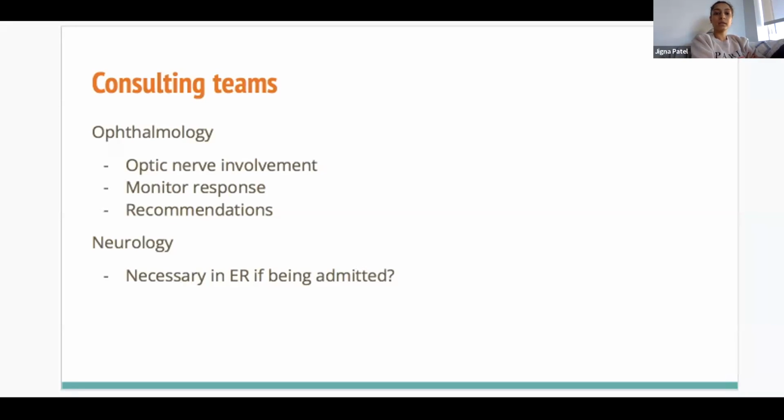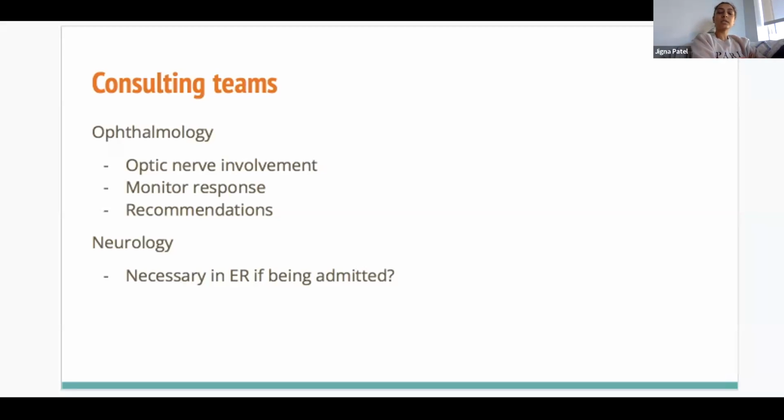They are basically going to be doing a complete ocular exam and documenting any sort of visual field testing that they do. They're going to be doing a dilated fundus exam and also optic nerve photographs, which is important for them to do.